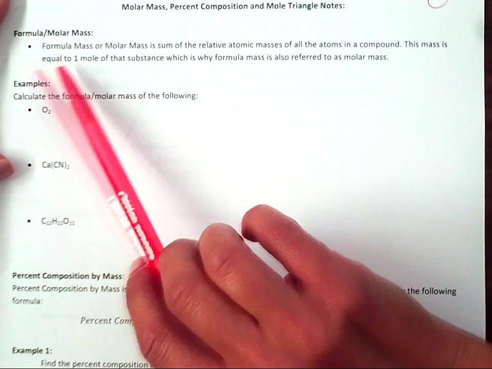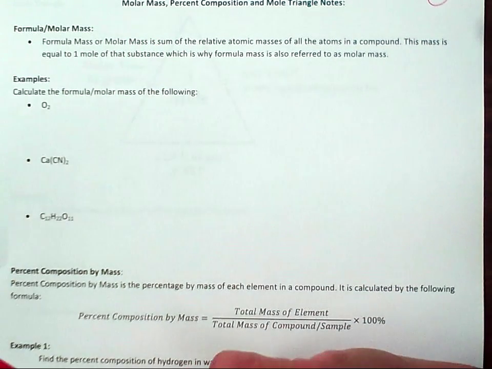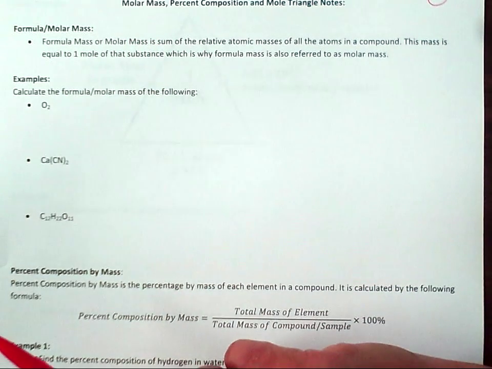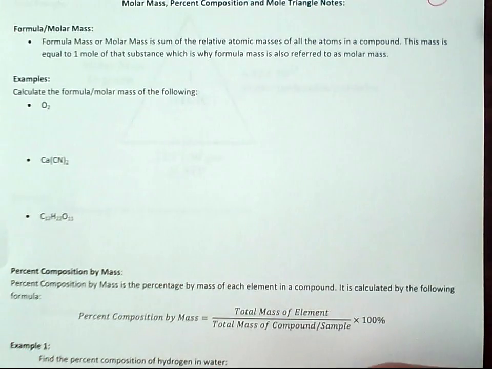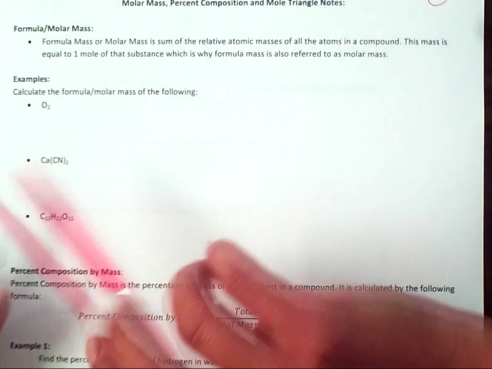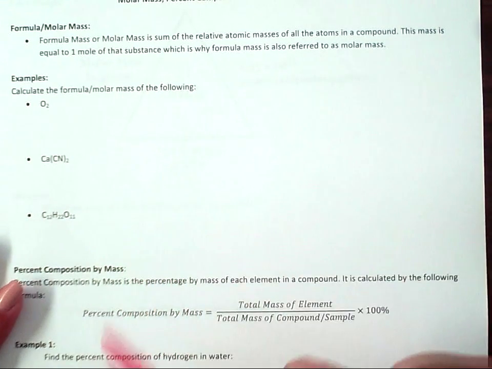We're talking about formula mass or molar mass, which is pretty much the mass of these atoms, how much they weigh. Whether you're on Earth or the moon, the mass would stay the same. And you get the mass from the periodic table. If you look at it, it's the number on the bottom of the periodic table. Okay, so here it says, calculate the formula or molar mass of the following.